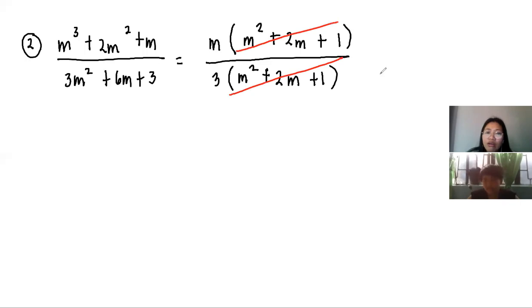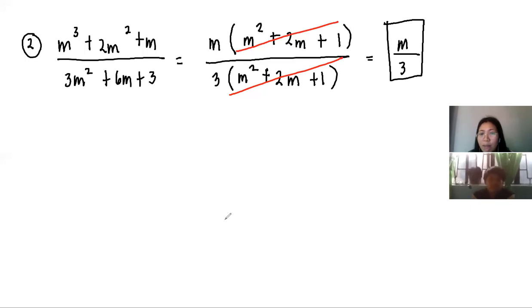So, what is my final answer? m over 3. Do we still have anything to cancel? None. So, this is our final answer. If you notice, we start from the common monomial factor in order to answer the rational expressions. This is simplifying. You have something in the numerator and in the denominator to cancel out, so you get the simplified form.